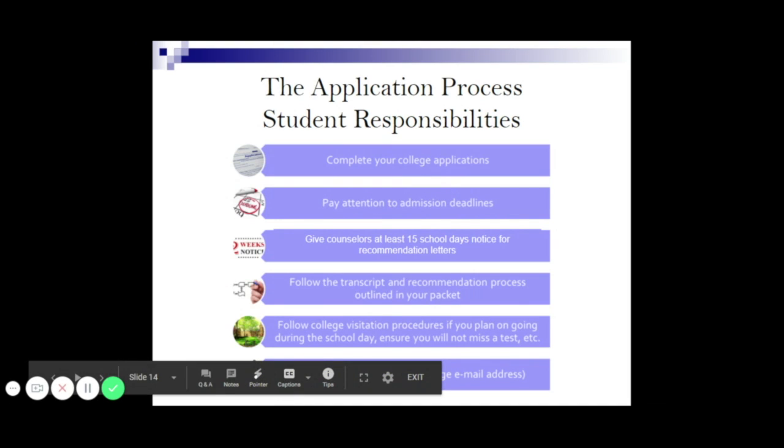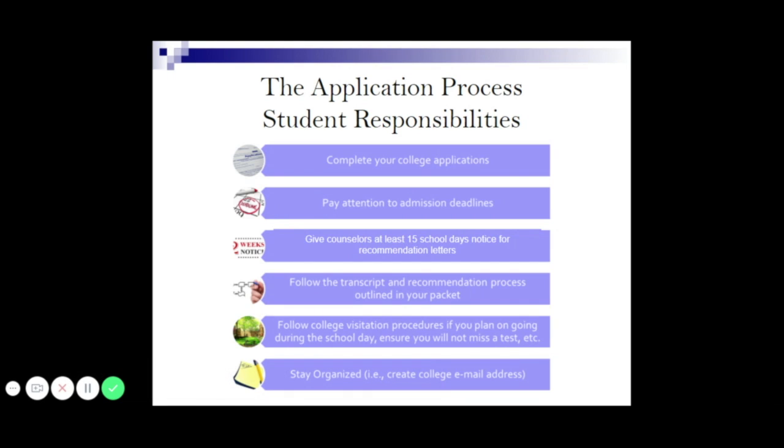If you are going on a college visit this year, you'll make sure that you complete the procedures and let your assistant principal know that you're going to be out that school day. And you'll stay organized during this process. So I recommend setting up a spreadsheet of all the schools that you're applying to, what their due date is, how many letters of recommendation that they need, just so you have a checklist to stay on top of everything.